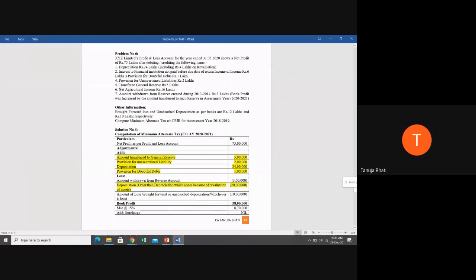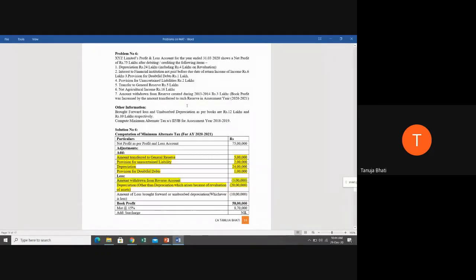Next, net agricultural income 16 lakh. What effect are you going to give to this? Students, are you going to give any effect to this net agricultural income? No, ma'am. Ignore it. Next, amount withdrawn from the reserve, 3 lakh rupees. Now, when you're transferring to reserve, you're going to add it. When you're withdrawing from the reserve, what are you going to do? Deduct. Minus it. So you have minus 3 lakh rupees.